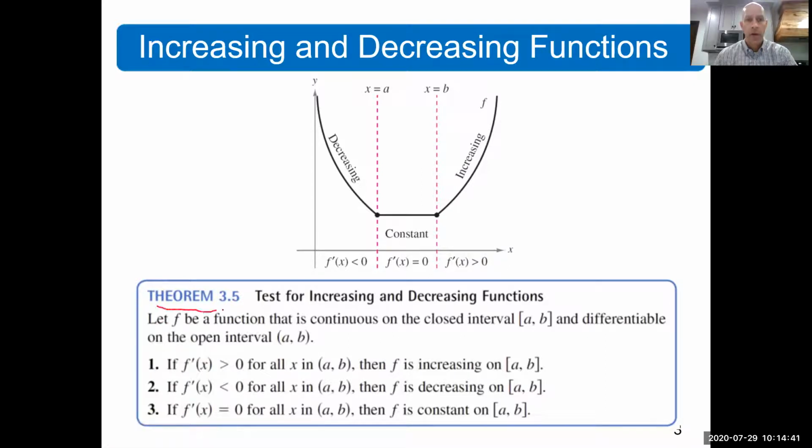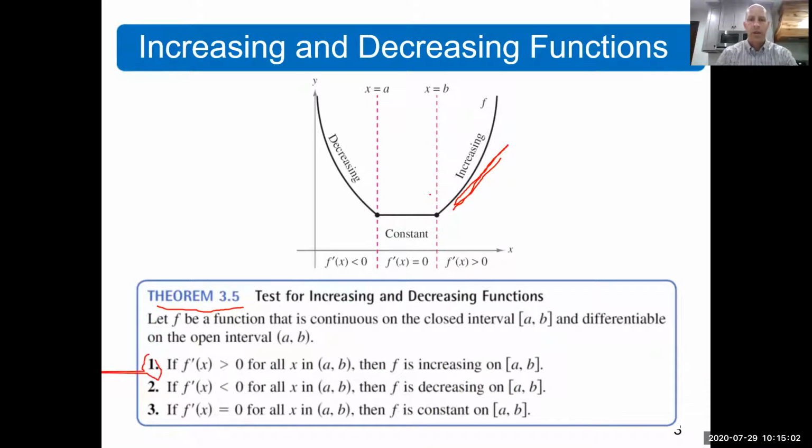So, Theorem 3.5. If we look over here at the function f where it's increasing, if I was to draw a tangent line anywhere on this part of the graph, the slope of that tangent is going to be positive, so that gives us bullet point number 1.